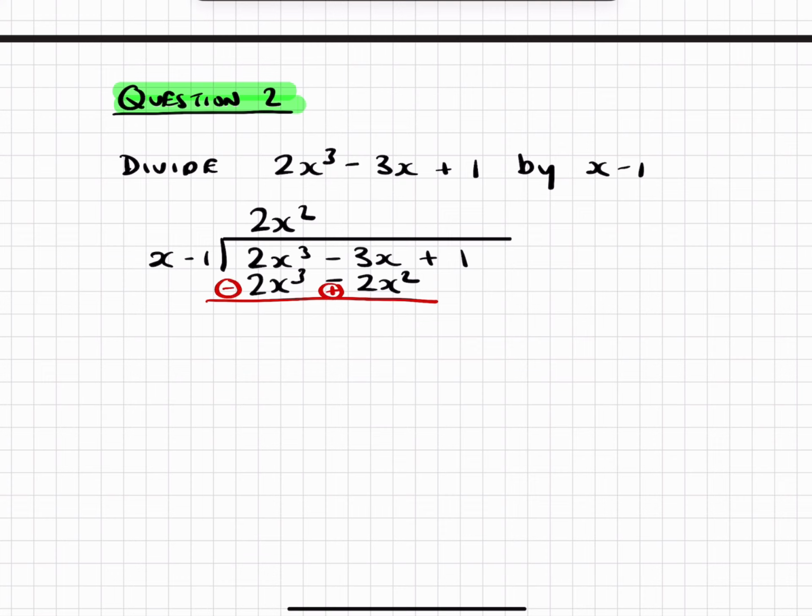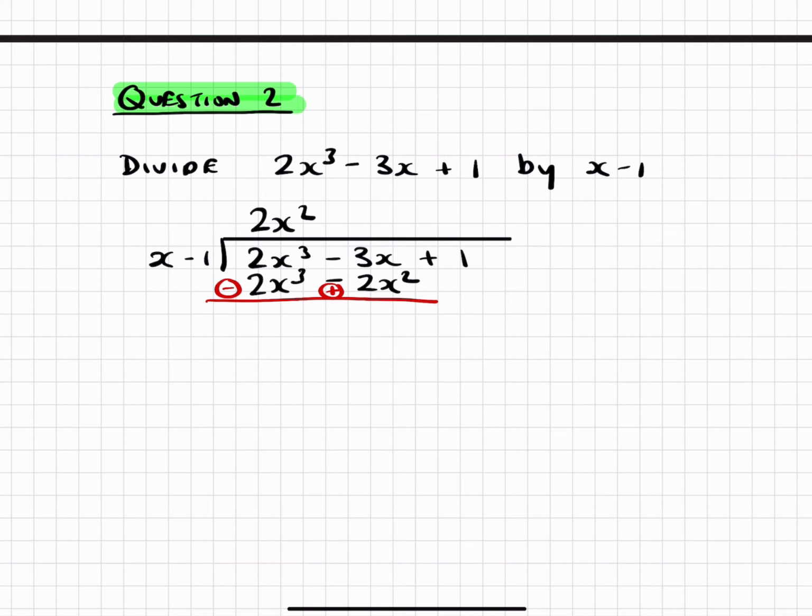Change the sign of the bottom ones, and these guys cancel. But then I get here, I get minus 3x plus 2x squared. Oh no, you can't add x's and x squareds. So I get a bit confused and confuddled. So here's my advice.